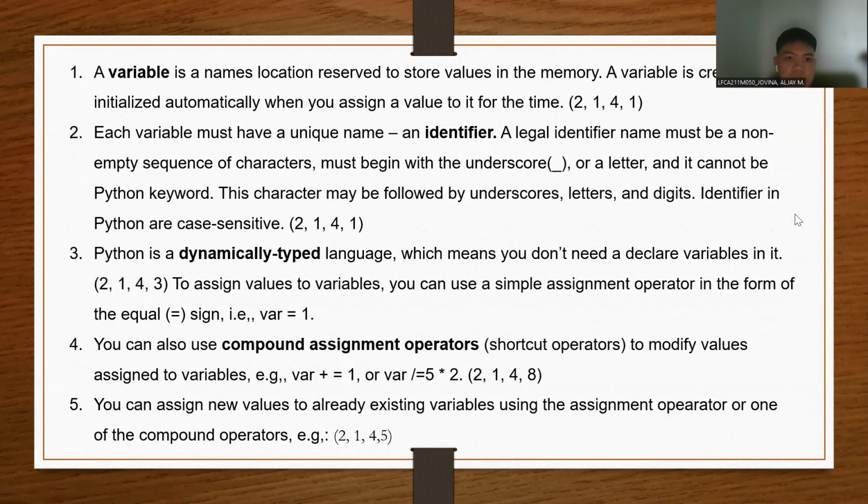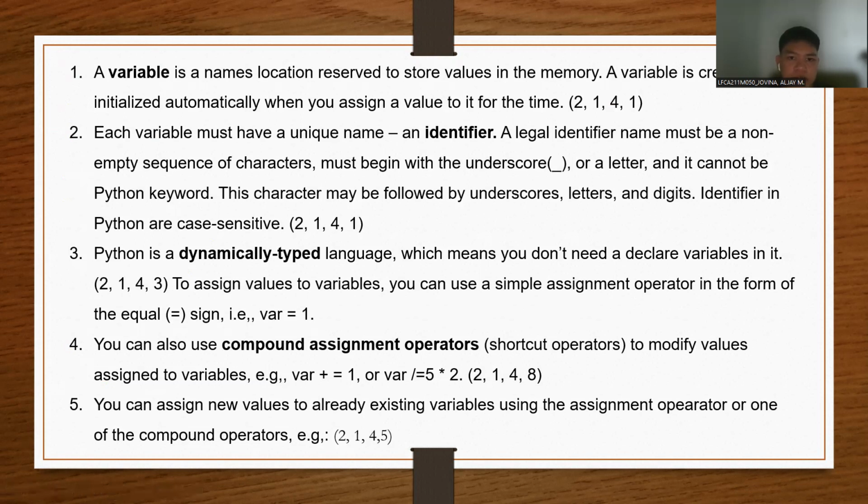So, a variable is a named location reserved to store values. A variable is created and initialized automatically when you assign a value to it. So, madali lang naman mag-assign ng value ng variable sa Python, if alam mo lang yung mga dapat mong gawin or mga dapat mong i-type dun sa console.